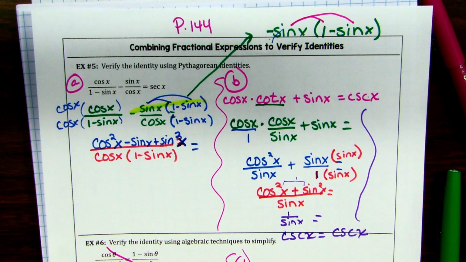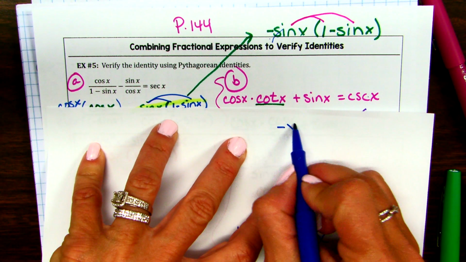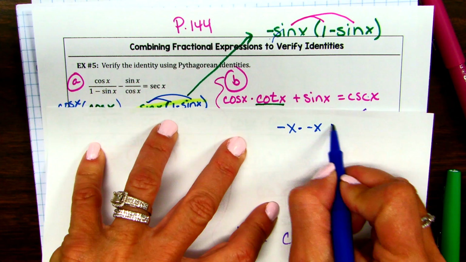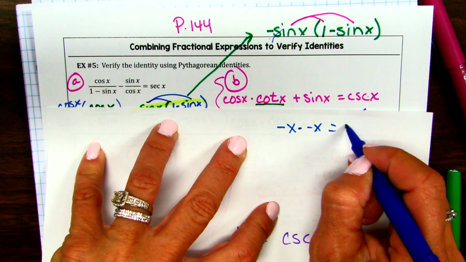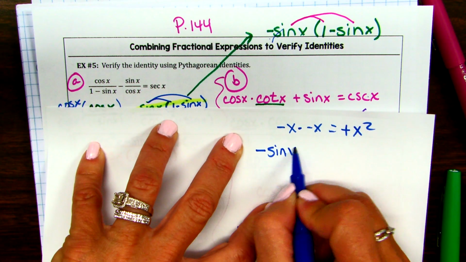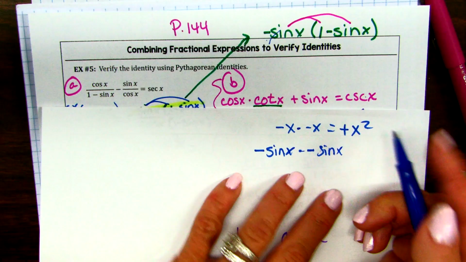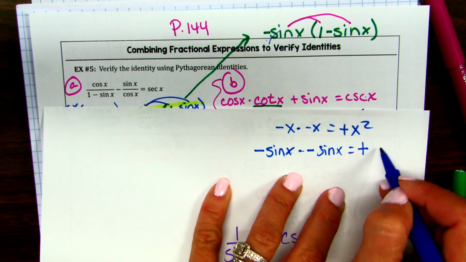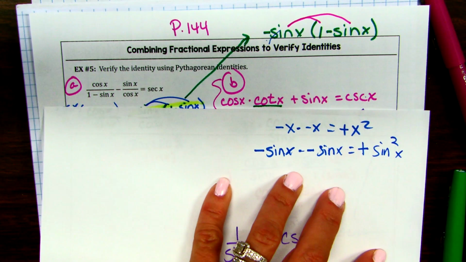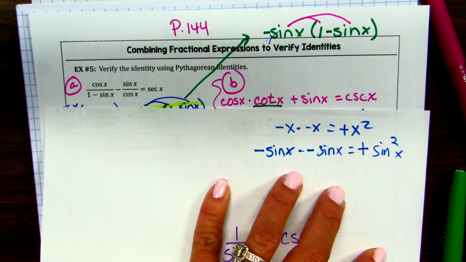Do you need to hear that again? If I did negative x times negative x, that would be positive x squared. If I do negative sine x times negative sine x, that would be positive sine squared x. It's the same thing, just with the sign in front of it. Negative times a negative is positive. X times x is x squared.